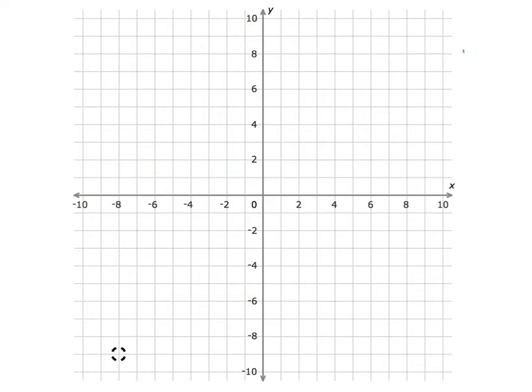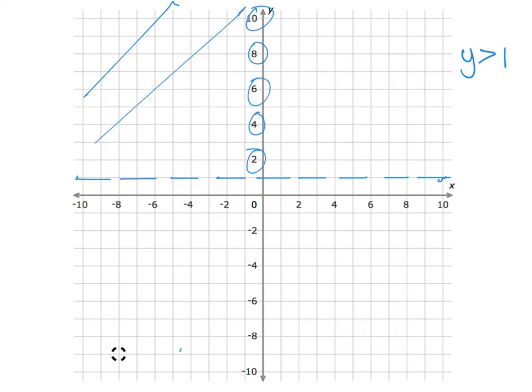Now let's try y is more than 1. Since it's just more than, it means that it will have a broken line, and the broken line will go through where y is 1. So we have a broken line because we do not have equal to, and where the y values are more than 1 is at the top of the graph here. If you notice all the y values here, they're all more than 1. So we shade that piece of the graph where y is more than 1.